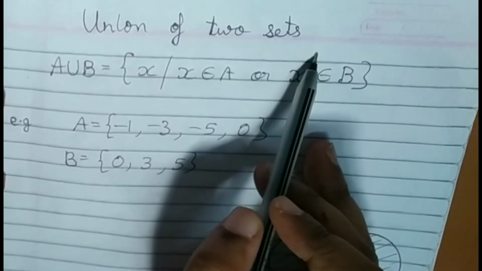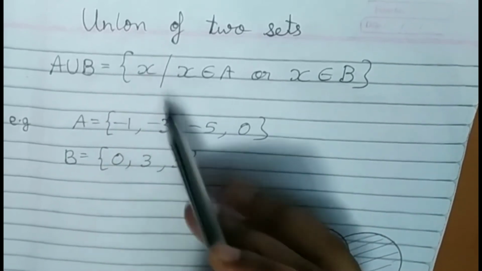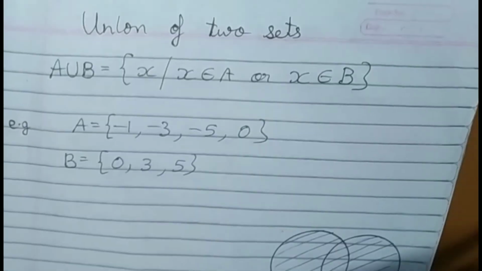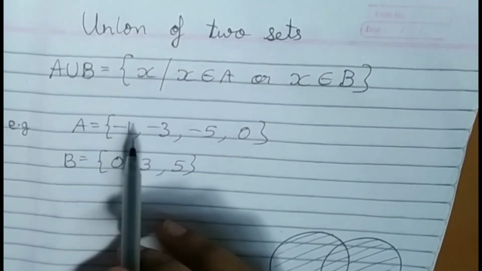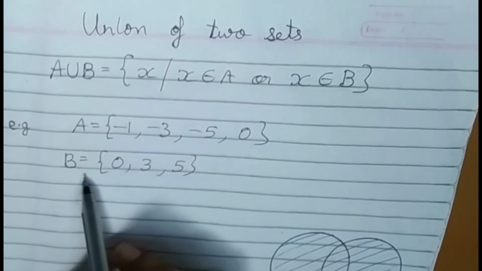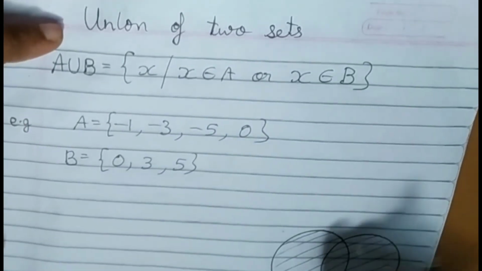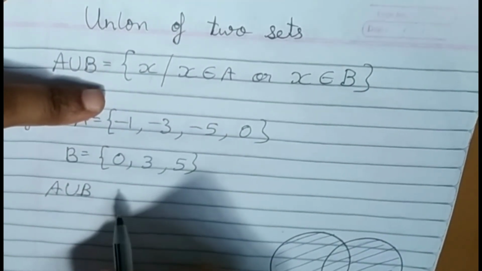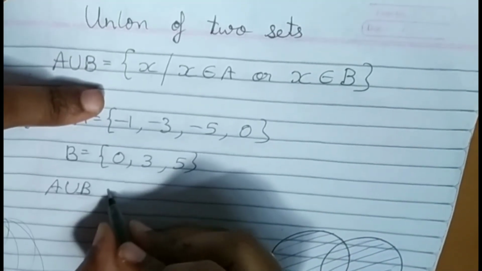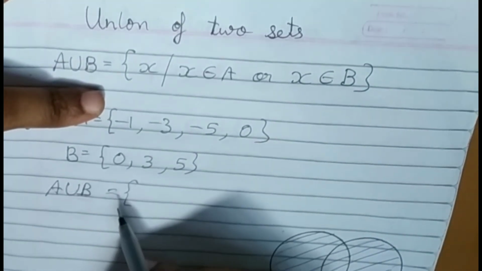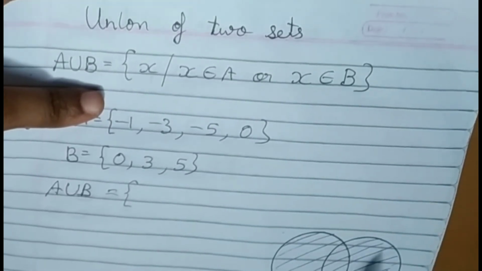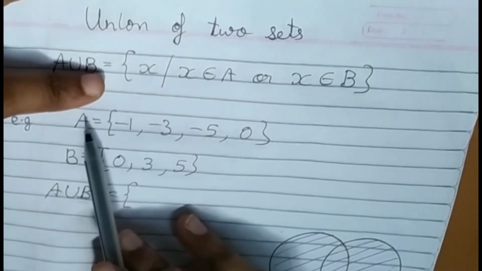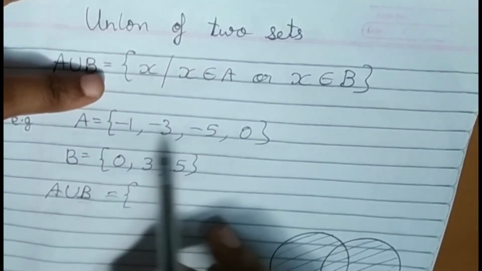The set A union B equals the set of all x such that x belongs to A or x belongs to B. See this with the example. A is the set -1, -3, -5, 0, and B is the set 0, 3, 5. Now, what is A union B? A union B means the set of all elements which are there in A and B. First we will write the elements of A. What are the elements of A?